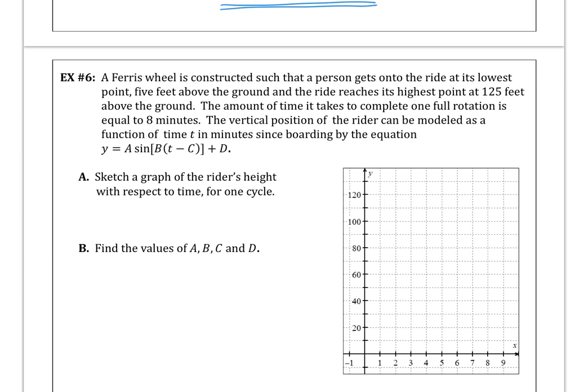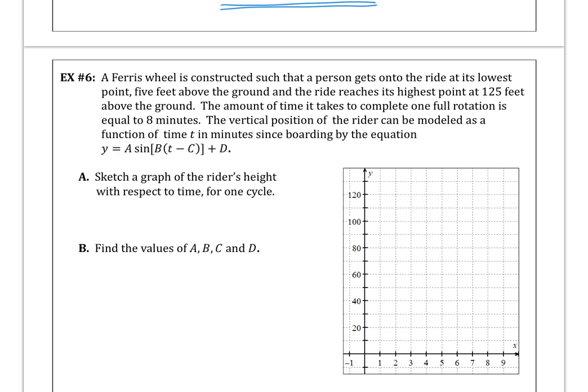Moving on to example 6, let's see what we have here. Oh, this is an interesting one. A Ferris wheel is constructed such that a person gets onto the ride at its lowest point, 5 feet above the ground, and the ride reaches its highest point at 125 feet. The amount of time it takes to complete one full rotation is equal to 8 minutes, and the vertical position of the rider can be modeled as a function of time t in minutes, since boarding, by the equation A sine of the quantity bt minus c, plus d. We want to sketch the graph of the rider's height with respect to time for one cycle.